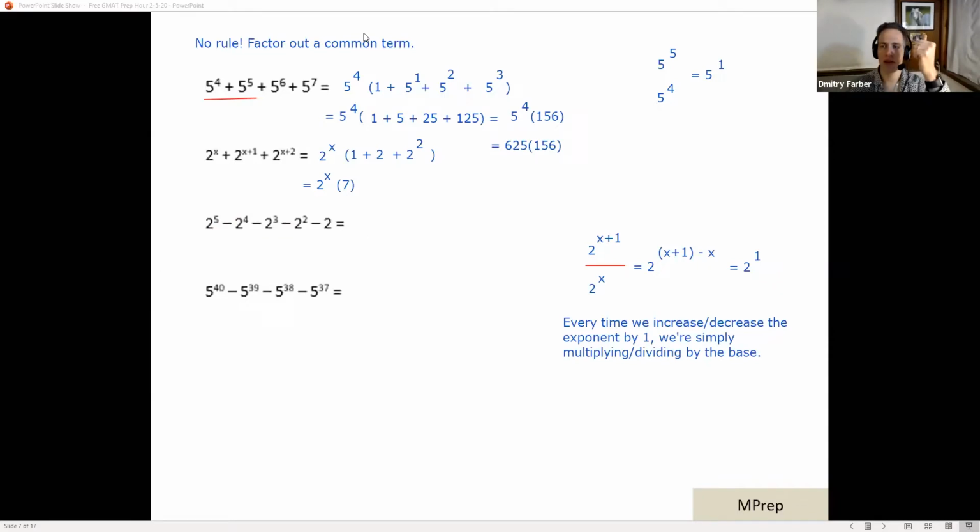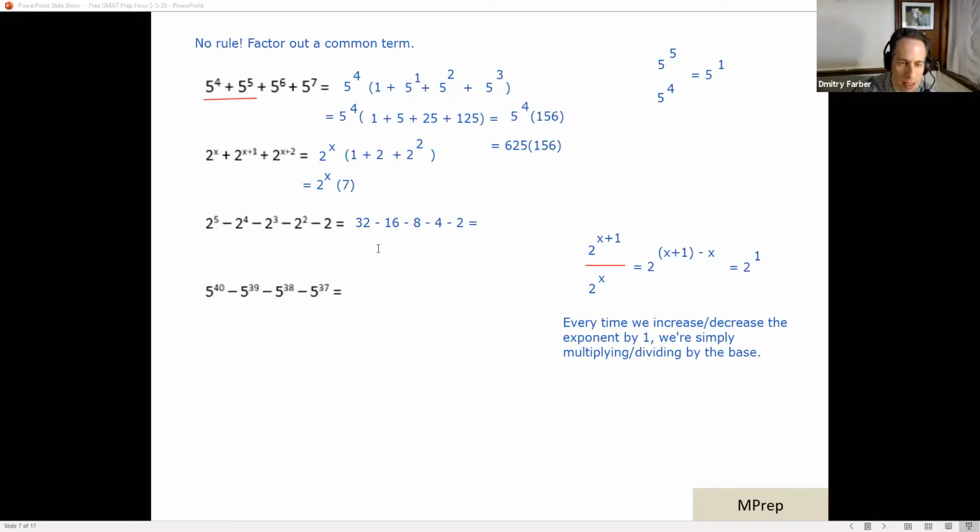And hey, use your fingers. 2, 4, 8, 16, 32, right? I'd rather just do that. 32 minus 16 minus 8 minus 4 minus 2. You'll notice that it keeps chopping in half.